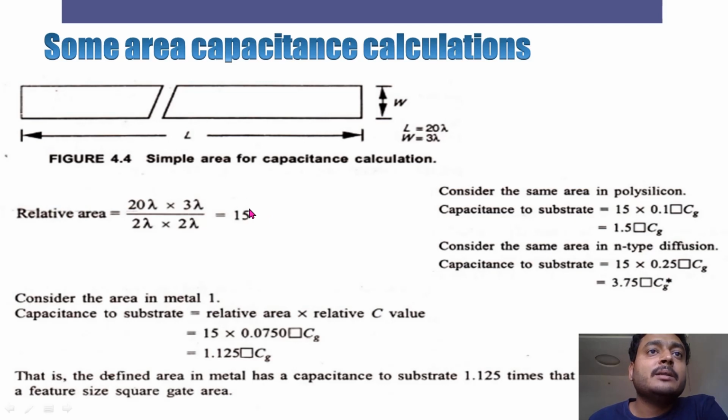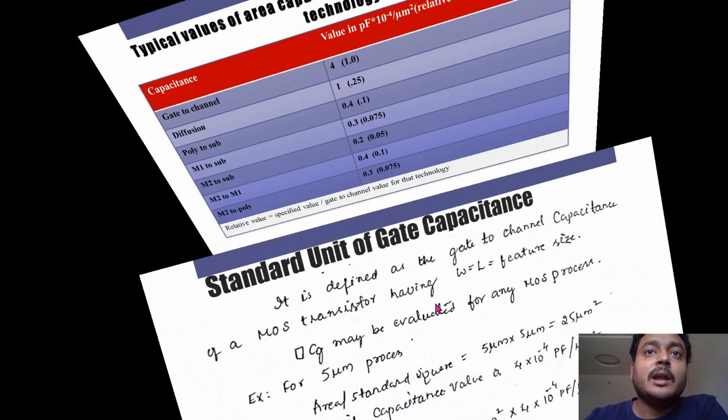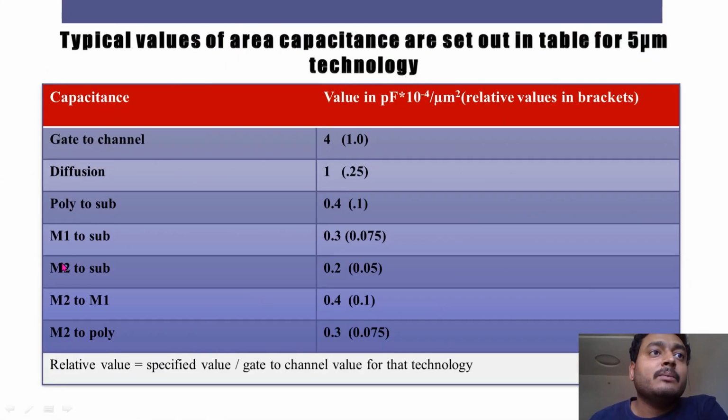Once you get this relative area of 15, if we consider this layer as metal, what will be the capacitance from metal to substrate? It will be relative area into the relative C value. This is where I use the relative C value. In the previous tabulation we saw the relative values: for metal 1 to substrate, the relative value is 0.075.